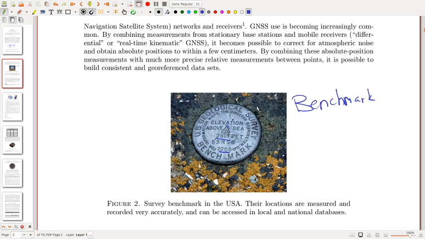And this right here, this little thing here, this is the point in which your survey rod would go. Right there. So that's one option.